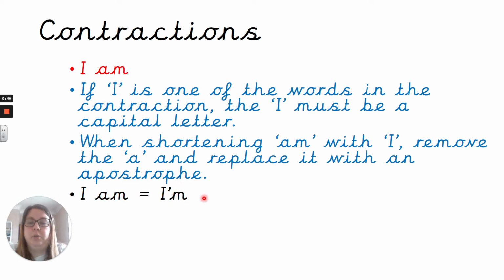So here's the rule. If I is one of the words in the contraction, the I must be a capital letter, which we know, don't we? And when shortening am with I, we remove the a and replace it with an apostrophe. So when you're writing I am, you replace the a with the apostrophe. And we've done work on apostrophes, so you know how to write an apostrophe. So have a go at writing I'm.